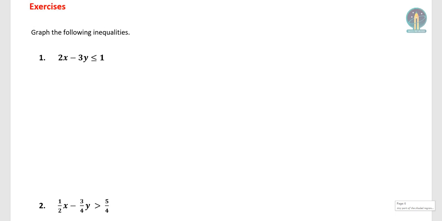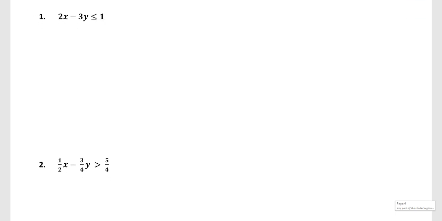Okay, so we need to graph the following inequality: 2x minus 3y less than or equal to 1. Again, just follow the standard procedure, right? So first, treat it as if it were the equation of a line. So just convert the inequality sign to an equal sign. Then find the x and y intercepts of said line.